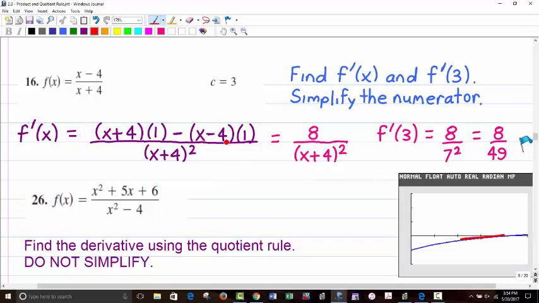And I've seen some people make the mistake of canceling the 4's, but keep in mind, it's actually 4 minus a minus 4. So really it's 4 plus 4, which leaves 8. So the derivative, f prime of x, would equal 8 over x plus 4 squared. Don't worry about the bottom. That's why I said simplify the numerator. All right, now it's super easy once you get that derivative. Just take the 3, plug it in for the x, bingo, you got 8 over 49.